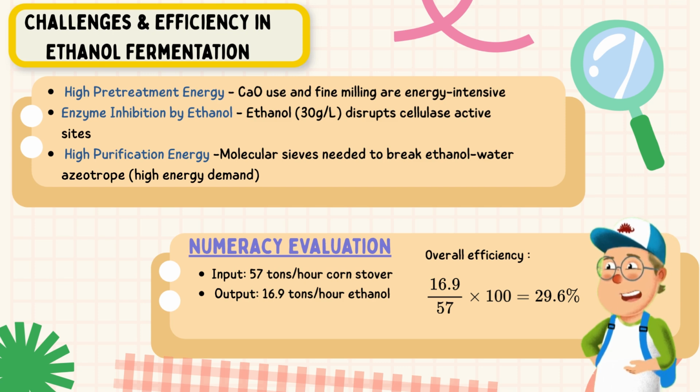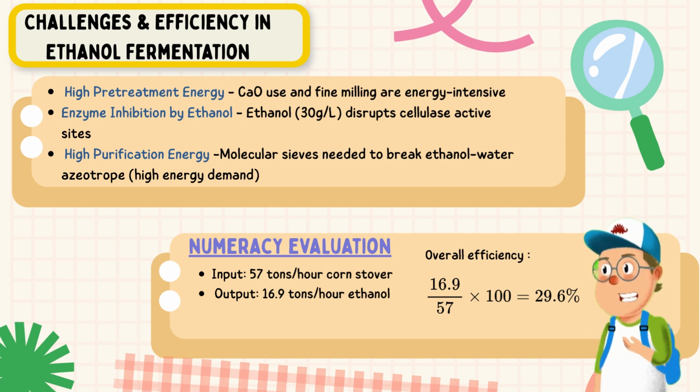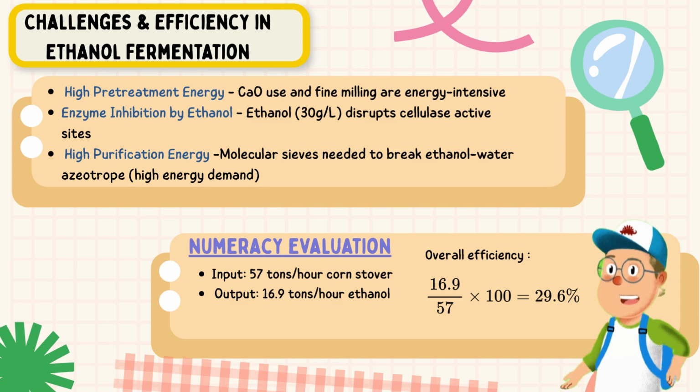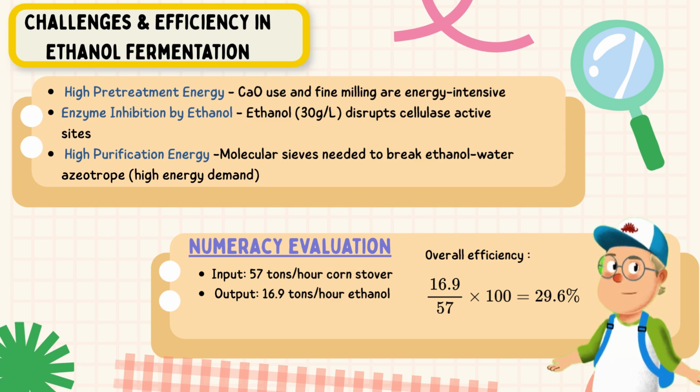In this slide, several challenges exist. First, pretreatment is energy intensive. Second, ethanol can inhibit enzyme activity: at 30 grams per liter, cellulase activity drops by 25%. Also, there's a temperature conflict, where the enzyme prefers around 50 Celsius, while yeast prefers 30 to 35 Celsius. So the process is run at a compromised temperature of about 38 Celsius.